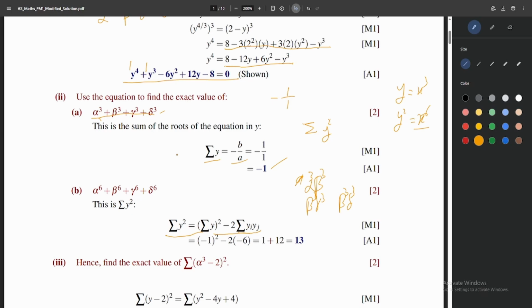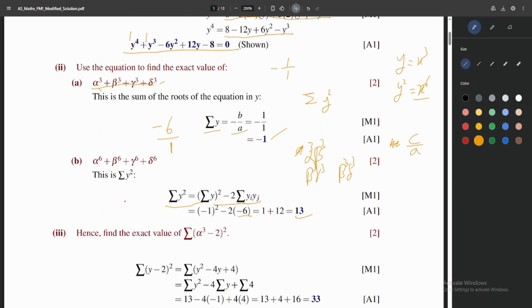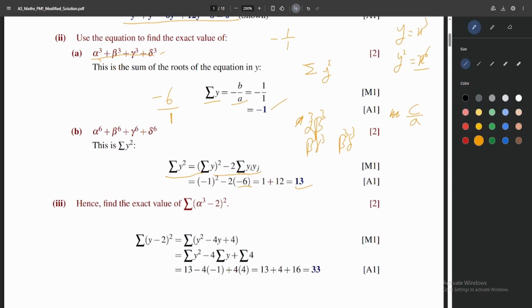So yeah, the formula for that is positive c by a. So what's c here? Let us see. c is minus 6, and a is again 1. So minus 6 by 1 is simply minus 6, and multiply that by minus 2, we get plus 12. Plus 12 plus 1 is 13. So yeah, that's it.